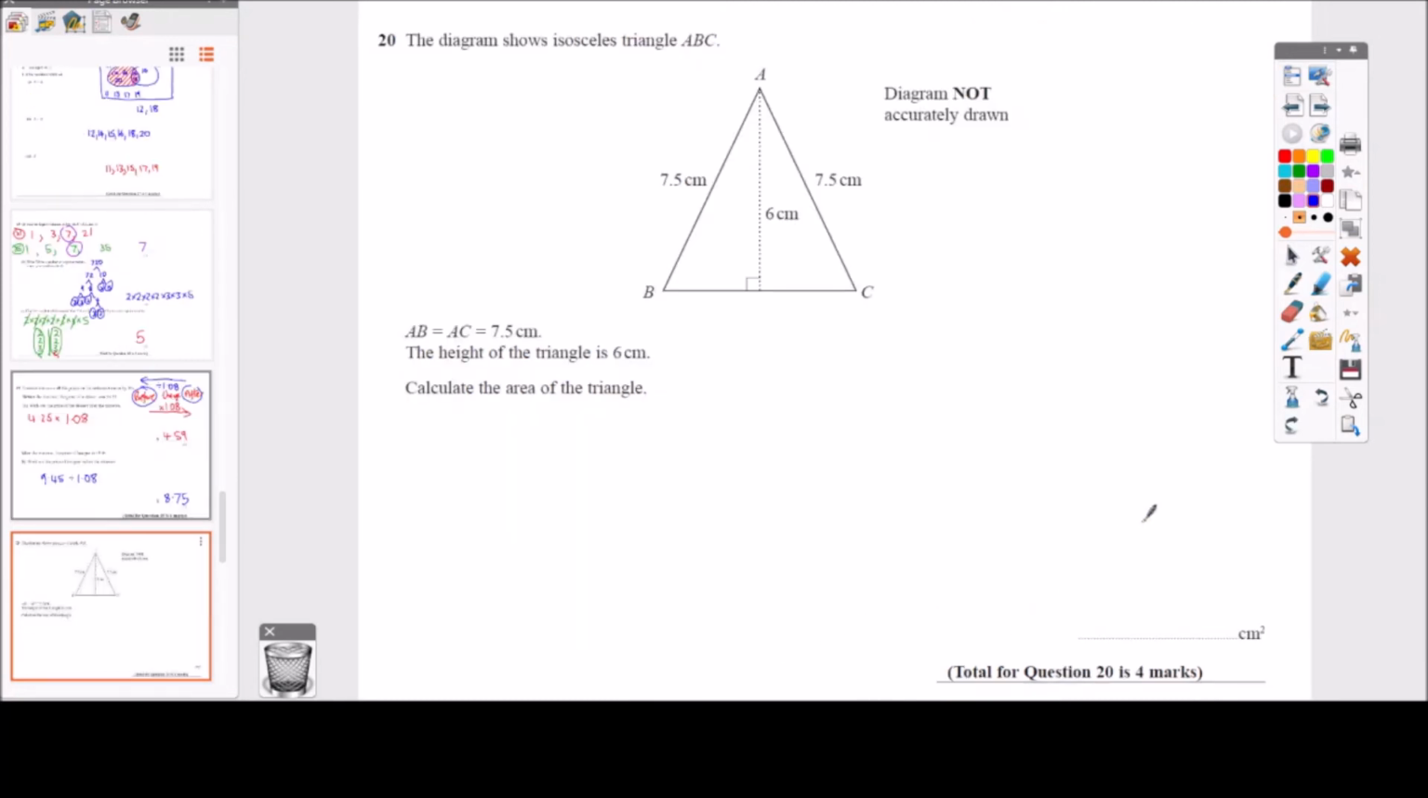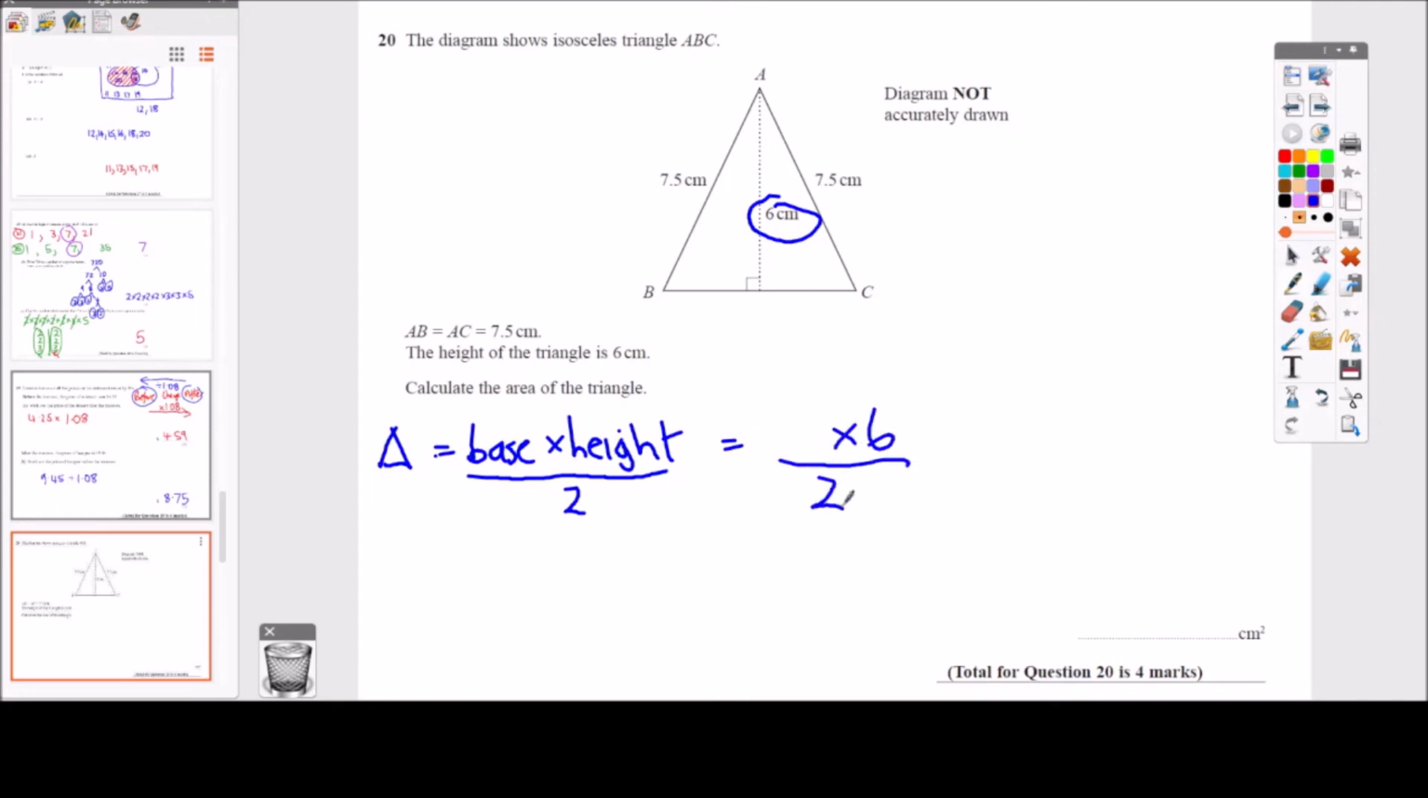Question 20. So we've got to calculate the area of the triangle. Now the area of a triangle is the base times the height divided by 2, or half times base times height. Either way, it's the same thing. Now the height that you need is the height straight up. It's the perpendicular height. So that's the 6 on this occasion. Okay. So we know that's going to be 6, and then we're going to divide by 2 at the end.